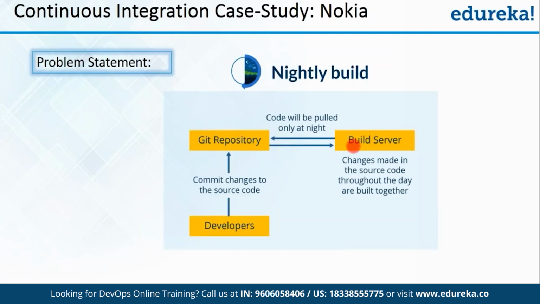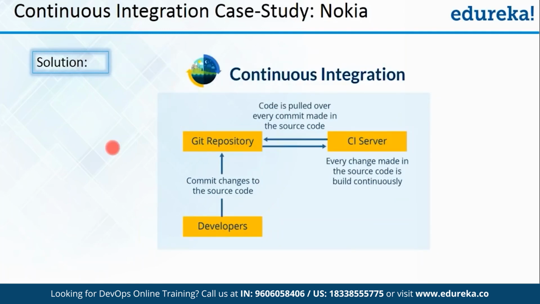Now, without wasting any time, I'll move forward and show you how Nokia solved this problem. So Nokia adopted continuous integration as a solution, in which developers commit changes to the source code in a shared repository, and then a continuous integration server polls the repository for changes. If it finds any change made in the source code, it will pull the code and compile it. So the moment you commit a change in the source code, the continuous integration server will pull that and prepare a build. So if there's any bug in the code, developers know which commit is causing that error, so they can just go through that particular commit in order to fix the bug.